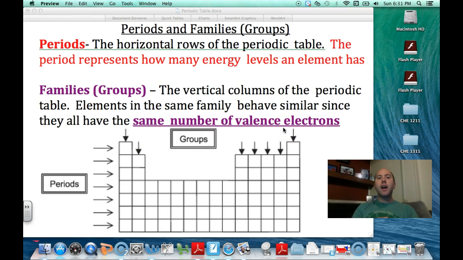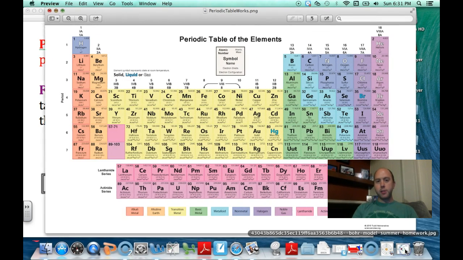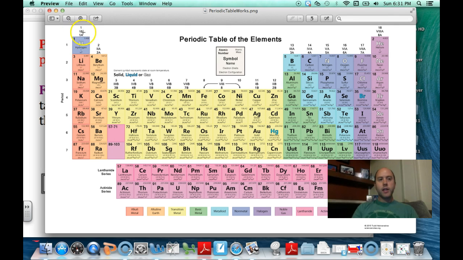Now, how do I find the number of valence electrons? It's really, really easy. Basically, at the top will be numbers, which I'll show you here on this periodic table. For example, this is family 1 or group 1. Sometimes it's 1A, sometimes it's Roman numeral 1A. You'll notice that on this periodic table, it goes 1, 2, then 3, 4, 5, 6, 7, 8, 9, 10, 11, 12, 13, 14, 15, 16, 17, 18.